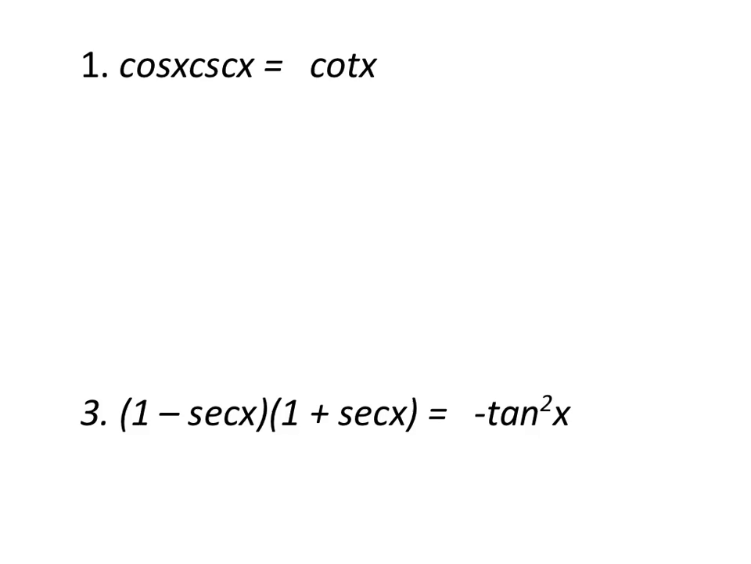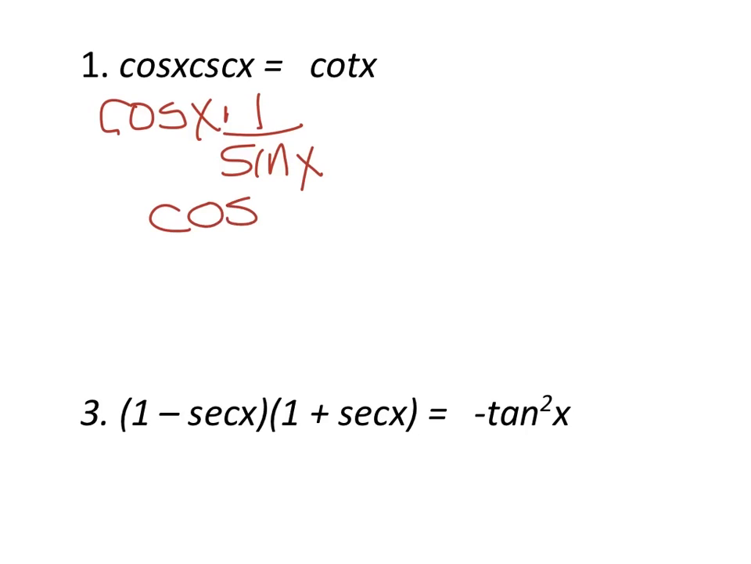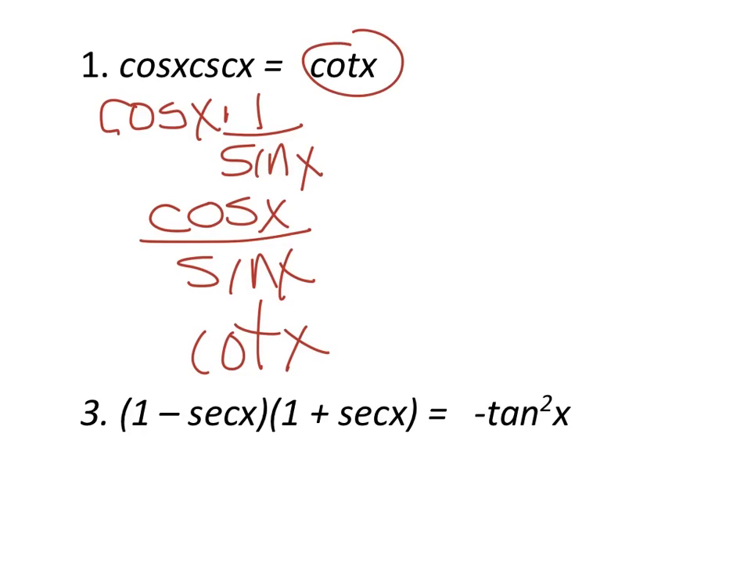You guys should recognize that you can take that cosecant and write it as 1 over sine. And it's just pure multiplication. So I'm going to multiply top times top, bottom times bottom. So that leaves me with cosine x all over sine x, which is cotangent x. So I know I'm done when I get it to look like the other side. So there's number 1. There's your identity. Okay, let's go on to the next one.